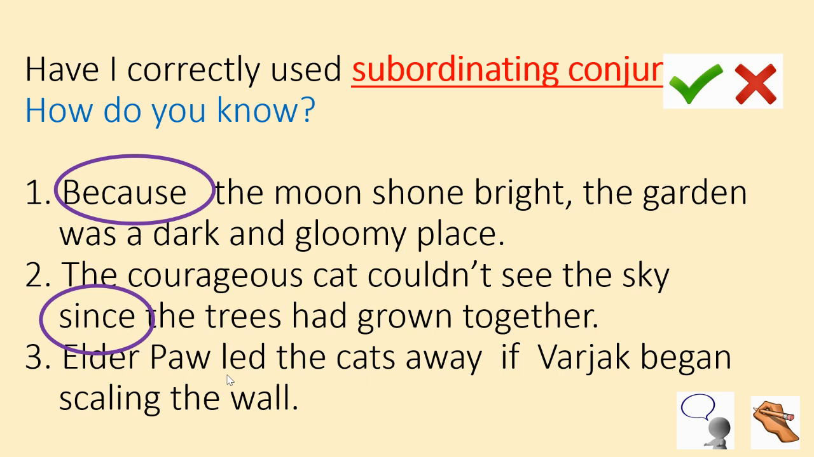Number 2, the courageous cat couldn't see the sky since the trees had grown together. And number 3, Elder Paw led the cats away if Varjak began scaling the wall. Okay, so I have identified subordinating conjunctions, but are they the correct ones? Do they make sense in that sentence? I want you to put 1, 2, 3, and then tick or cross whether they're the correct ones. If you've put a cross, can you please correct it, fix it for me? Do that now, press pause.